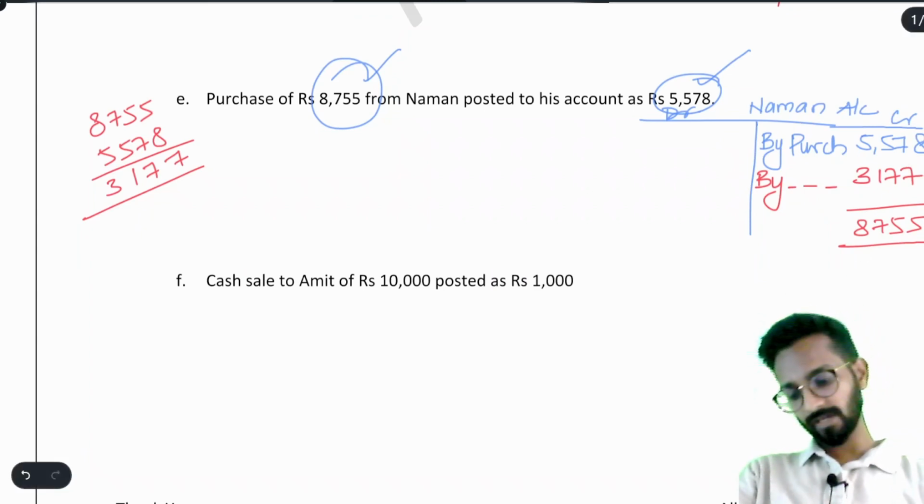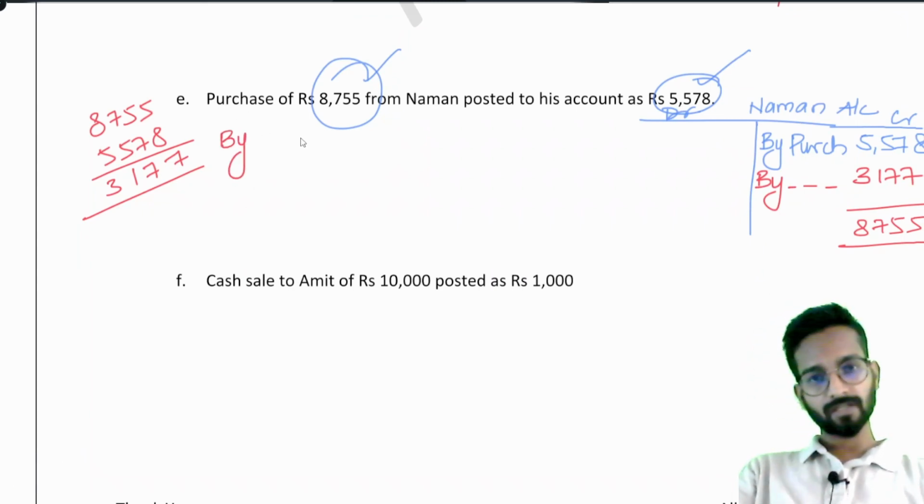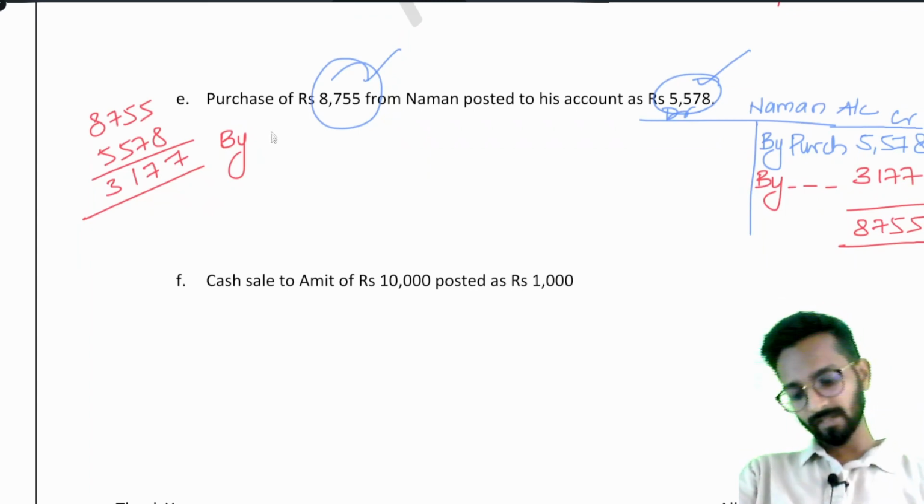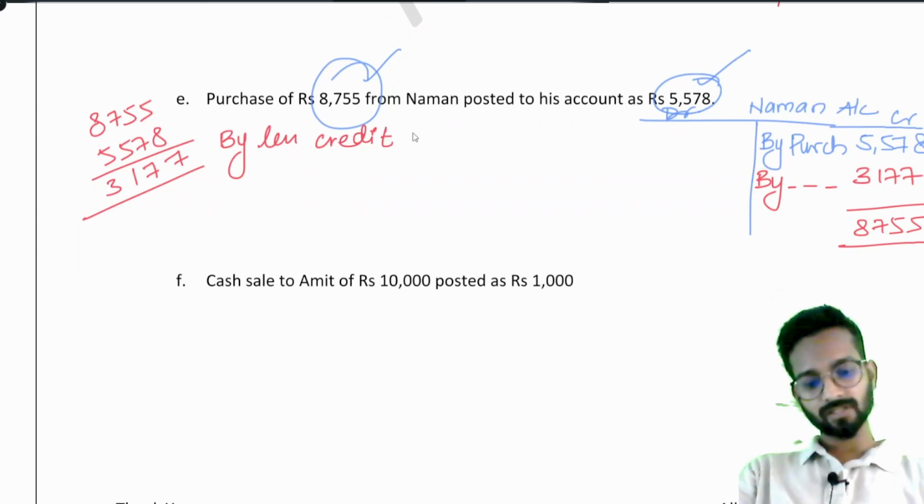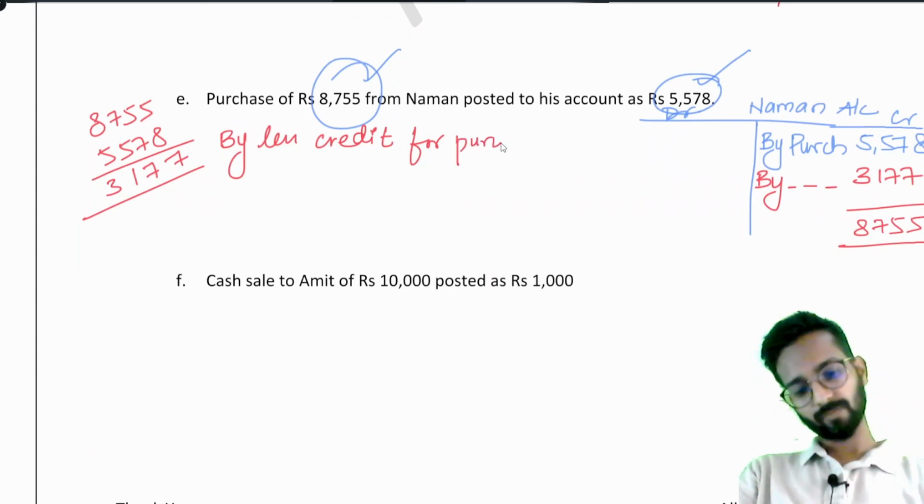So sir, what will we write? See, we will write here "by", because we have written short here, short credited. You can write short credited, or you can also write by less credit. What was the reason? For sale or purchase? Purchase. For purchase. How much?